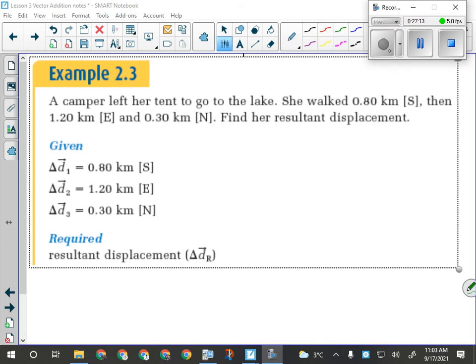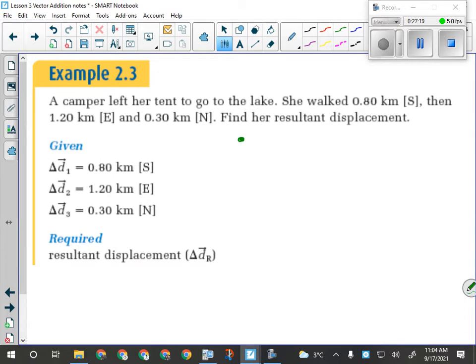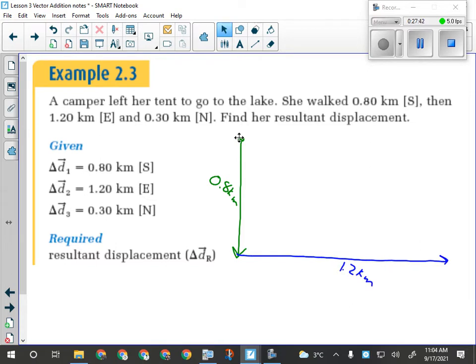So the first thing is that they go 0.8 kilometers south. So I'm just going to arbitrarily make my starting point right here, and I'm going to go 0.8 kilometers south. Then it says they go 1.2 kilometers east. So I'm drawing them tail to head. The last thing they do is go 0.3 kilometers north. So that's roughly to scale. It's not exact, but it's close enough for our purposes.